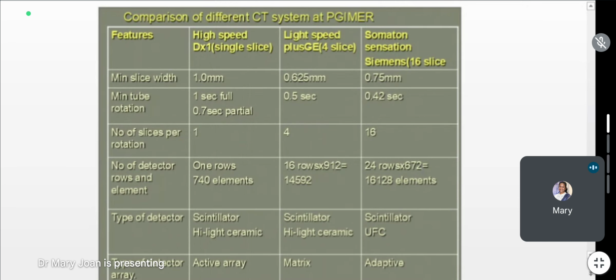So here is another comparison of different CT systems. The minimum slice width, minimum tube rotation, number of slices per rotation, number of detector rows, type of detector and type of detector array.